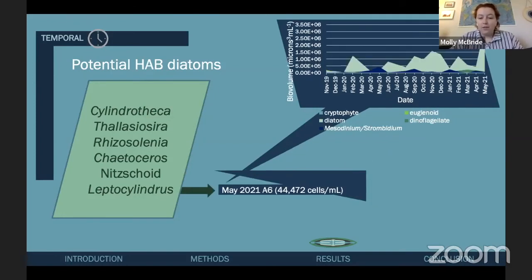And then in May 2021, we had another bloom of leptocylindrus, and this actually occurred after a huge increase in river discharge. So we thought that was interesting. And in fact, that was the maximum discharge we saw over the entire study period. It was about 3,000 cubic meters per second.